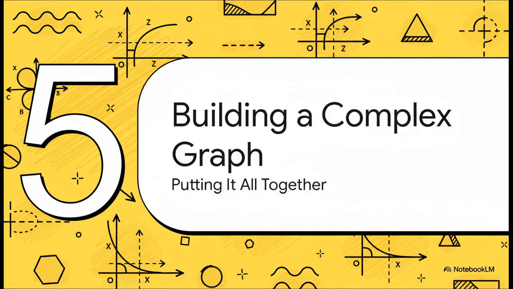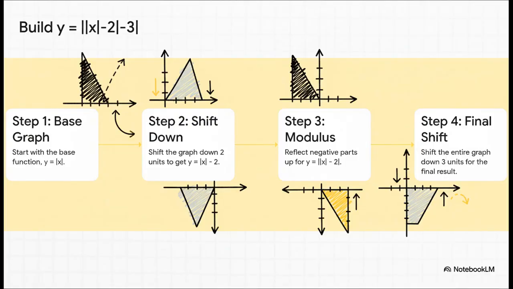All right, this is it, the grand finale. We've learned all the individual pieces of the puzzle. Shifting, stretching, flipping. Now we're going to combine all of them to build a pretty complex-looking graph from a very, very simple starting point. Let's try to build this beast. y equals the absolute value of x minus 2 minus 3. The key is to always work from the inside out.